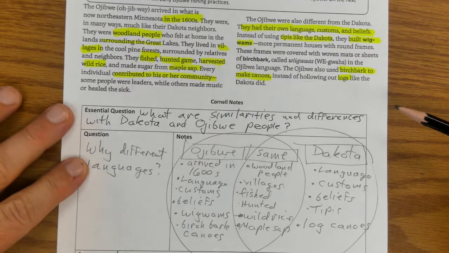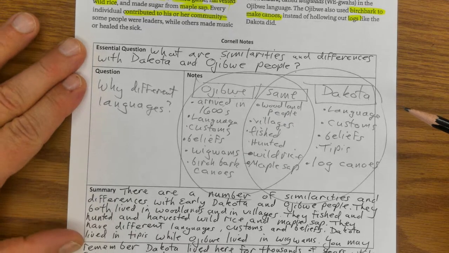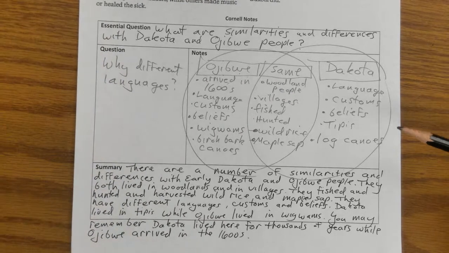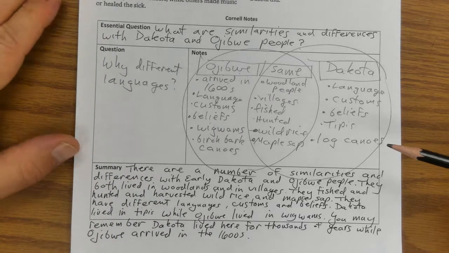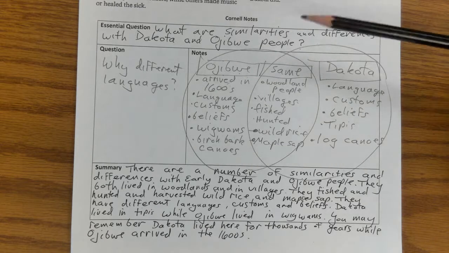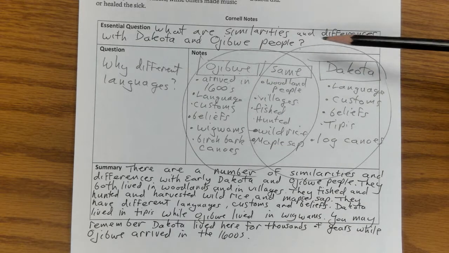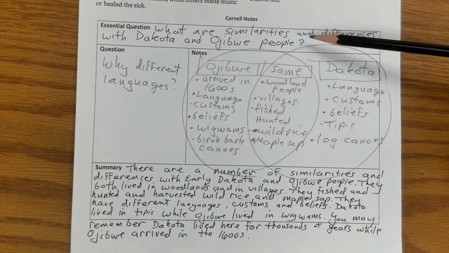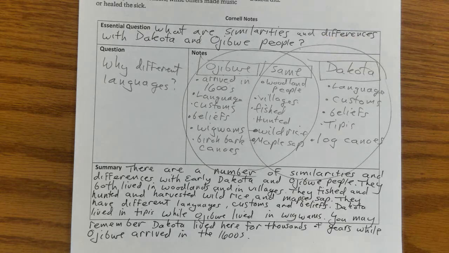Now I need to make a paragraph. Similar to using the RACE strategy, I want to restate my question. So the question is, what are the similarities and differences between the Dakota and Ojibwe people? I'll start my response by restating that. So I put, there are a number of similarities and differences between early Dakota and Ojibwe people. I decided to start with ways that they're similar.